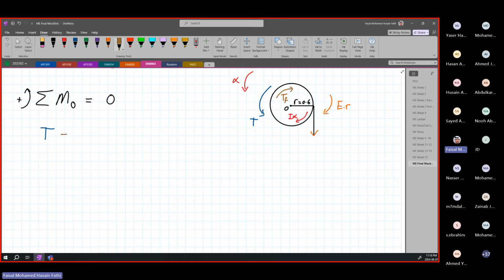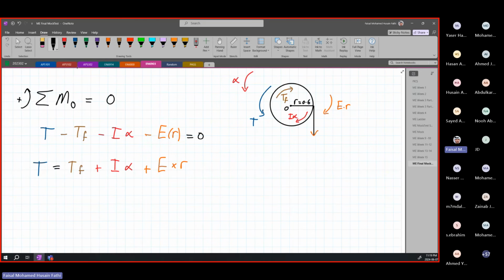So the torque minus our frictional torque, because frictional torque is clockwise, minus I alpha, because it's also clockwise, minus E times R, is equal to 0. Again, because these are all clockwise except our torque, which is counterclockwise. And now we can just plug in our values, but first let us rearrange the equation to solve for T, which is the torque, because it is equal to TF plus I alpha plus E times R.